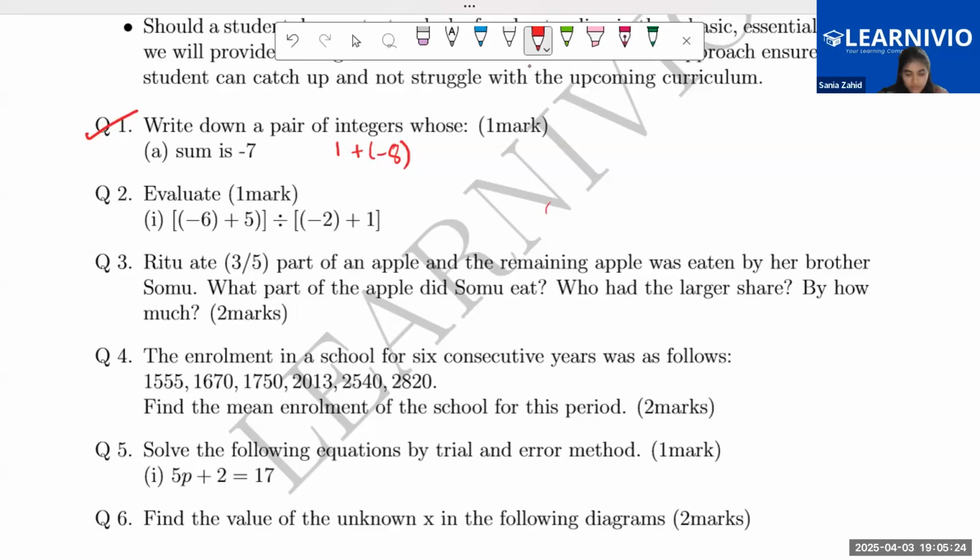Ma'am, is the answer 1? Yeah. So -6 plus 5 should give you -1. And divided with -2 plus 1 gives you -1. So -1 divided with -1 gives you +1. Yes, ma'am. Good. Your answer is correct.